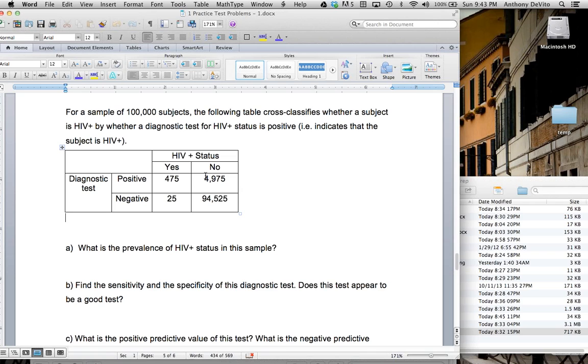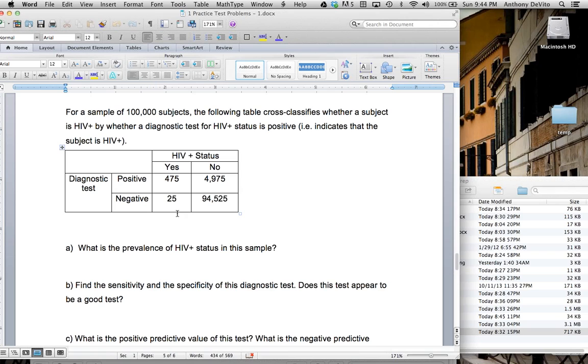There were the remainder, 100,000 people; 99,500 were negative, not HIV positive. The test correctly identified the people who had HIV 475 out of 500 times. In other words, 500 people had HIV. It correctly identified 475 of them with a positive test. So those are your true positives.